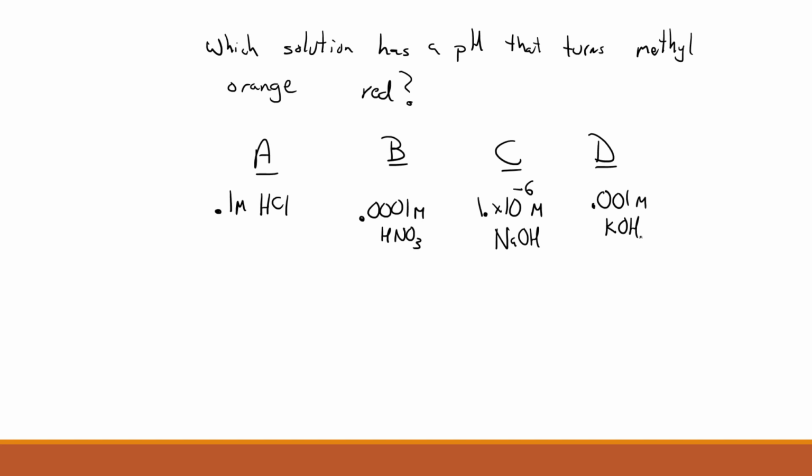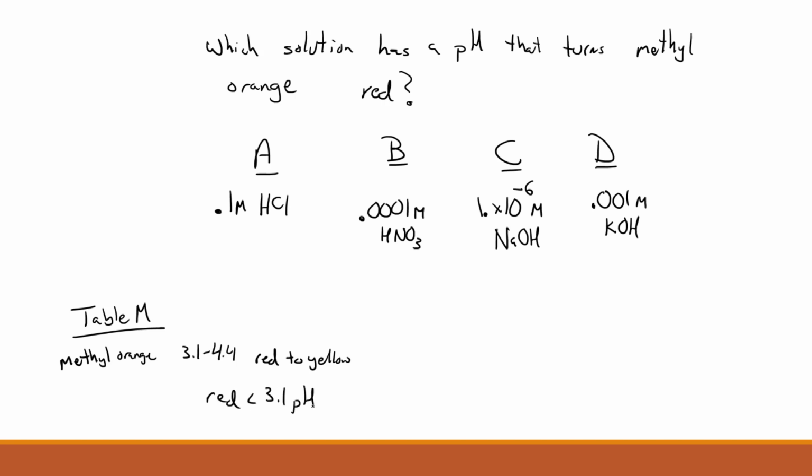Alright, so here's one that works in our reference table M. Remember, table M is our indicator table. On that table it tells me that methyl orange from 3.1 to 4.4 changes from red to yellow, which means that if we want it to be red, it has to be less than 3.1 pH.